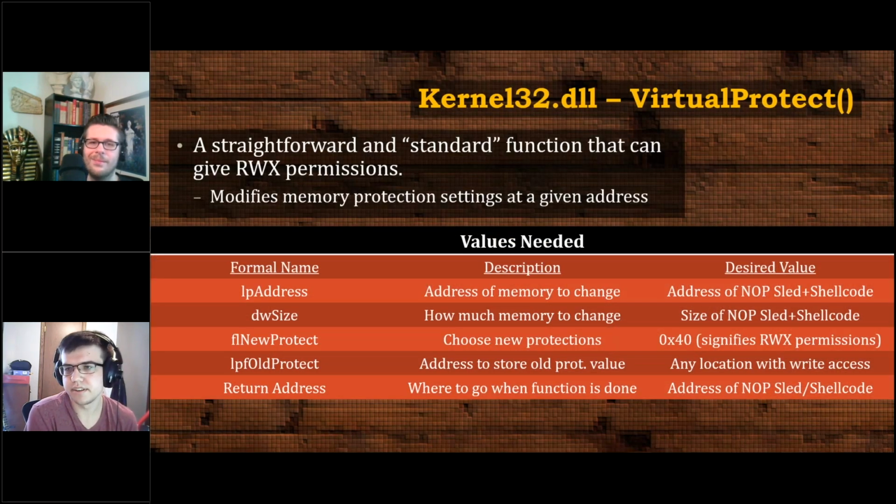Like we're saying, we're using Virtual Protect to bypass DEP here, data execution prevention, so that we can run our shellcode. Kernel32 contains this Virtual Protect function, and it's a pretty straightforward function. You can look all this up on the MSDN, but this is just going to modify your memory protections at the address that you specify.